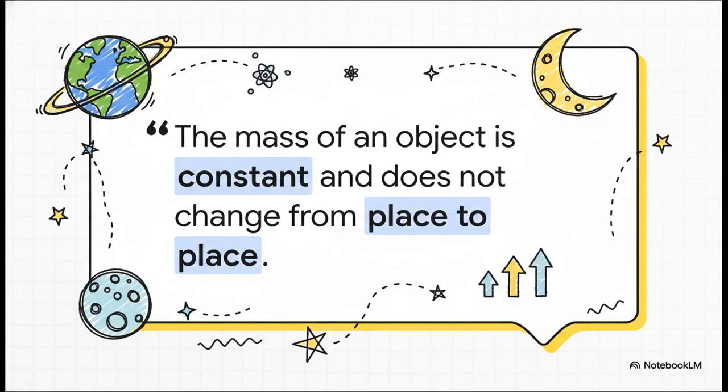Now, this is the most crucial point about mass, and I want you all to remember this very carefully. The mass of an object is constant. It never changes. It does not matter if you are on the Earth, on the moon, or even in deep space where there is no gravity. The amount of matter, the stuff you are made of, remains exactly the same. So your mass is constant everywhere.